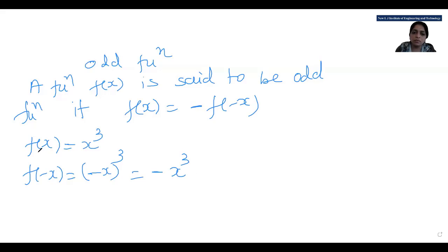What does it mean? When our function f of x is x cube, and f of minus x, the answer is the same but the sign is different. This one is positive, this one is negative. It means our function is odd because this function satisfies this rule: f of x is x cube, and f of minus x is minus x cube. Okay, I think now your query will be solved.